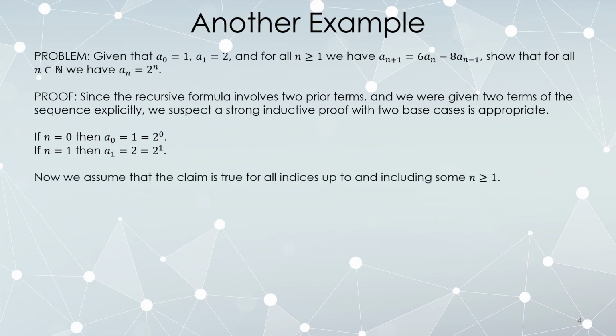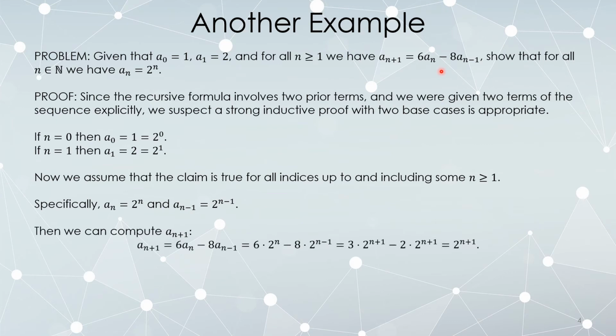So now let's assume the claim is true for all indices up to and including n, where n is at least as large as 1. Specifically, we get to assume the claim is true for index n and the previous term. By assuming something about a sub n and the previous term, we're going to be able to derive something using the recursive formula about the next term.